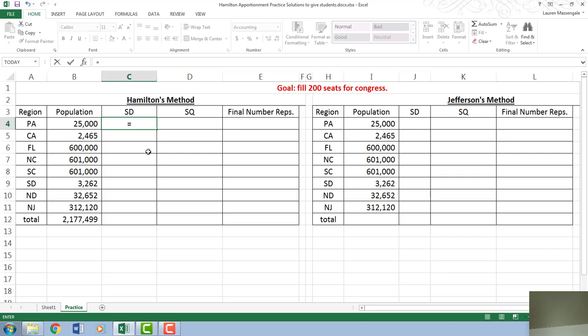So type in equals. And it equals your population, 2,177,499 people, divided by the number to be apportioned. I want to apportion 200 seats.